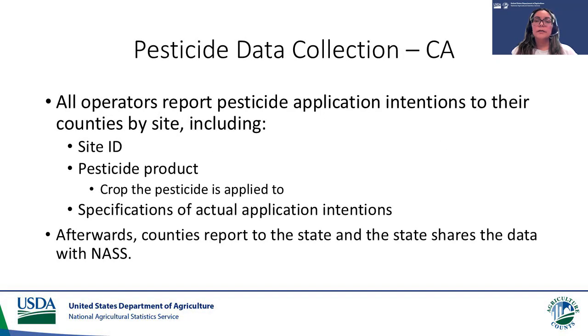When the pesticide data is collected through the state-specific organization, the operators report the following: the site ID, the pesticide product, the crop the pesticide is applied to, and specifications of the actual application intentions. After the data is collected from the operators, the counties report this data to the state, which is then shared with NAS, instead of NAS doing their own direct data collection.